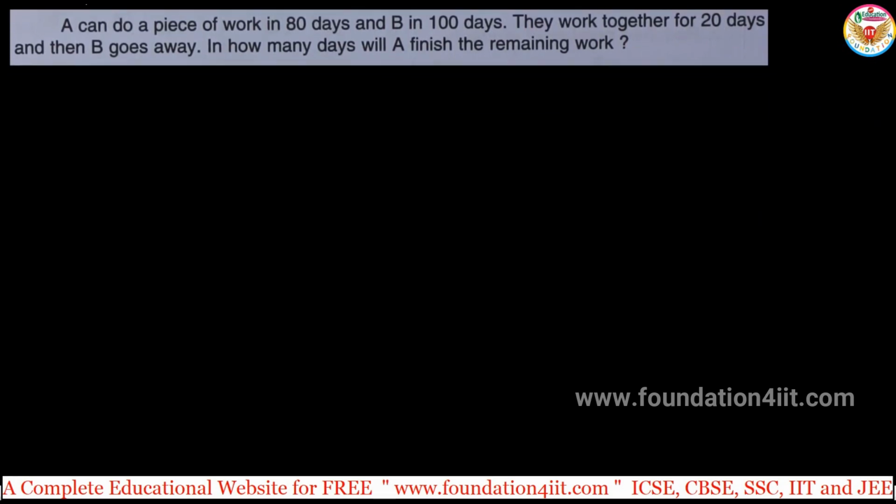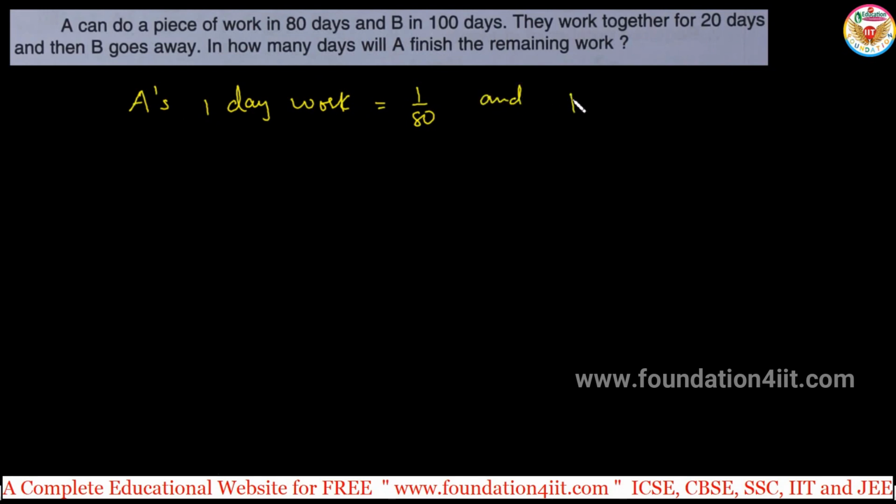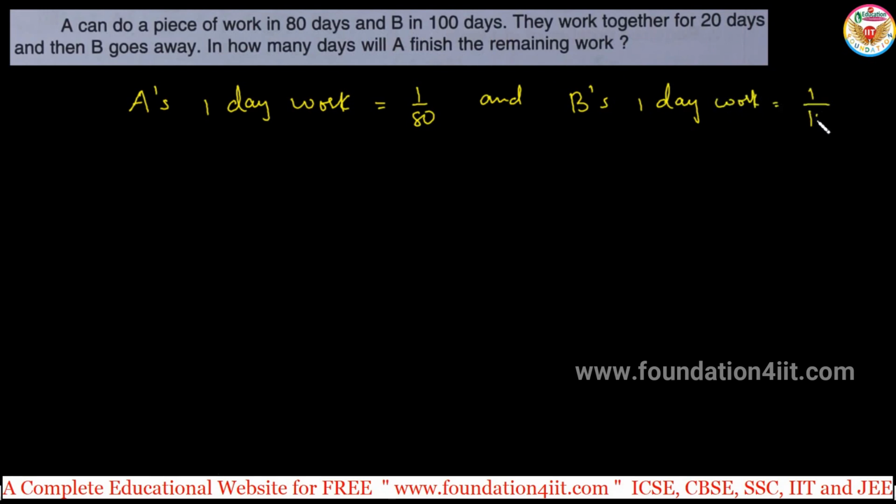Let's see one by one. Here is the question. A can do a piece of work in 80 days and B in 100 days. Right? That means A's 1 day work: he can do it in 80 days, so 1 day work is 1 by 80. And B's 1 day work: B does it in 100 days, so B's 1 day work is equal to 1 by 100.